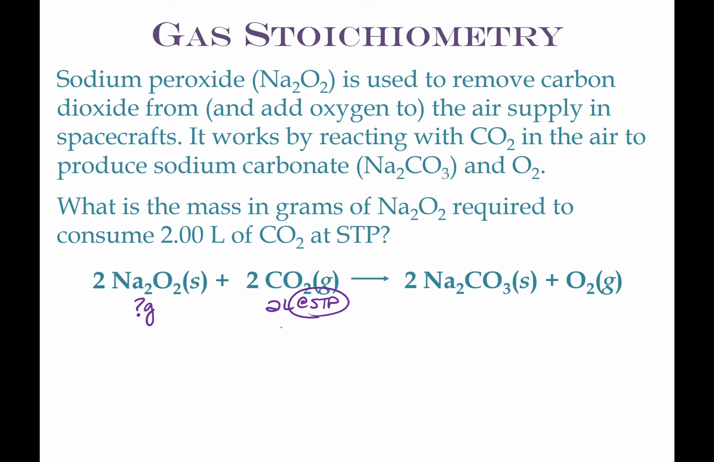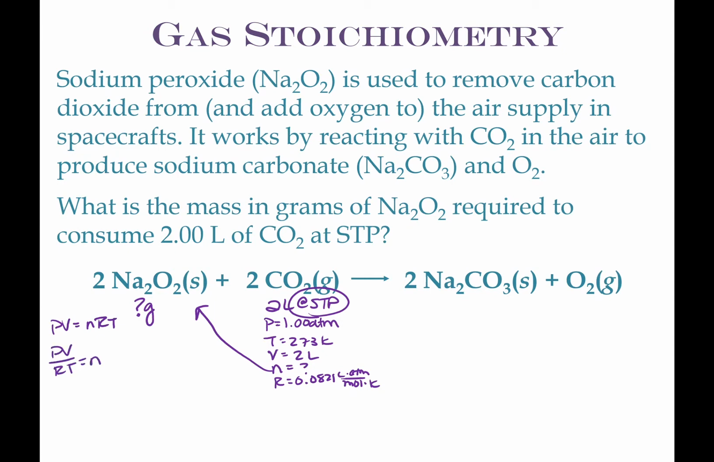So we're going to start with PV equals nRT. So the pressure is going to be 1 atmosphere. The temperature is going to be 273 Kelvin, because that's STP. The volume is 2 liters. The number of moles is what we're looking for, because then we're going to take these moles and convert to moles of that, and then to grams. And R is 0.0821 liters times atmospheres over mole times Kelvin. So we're going to be solving for n. PV equals nRT. So PV divided by RT equals n.